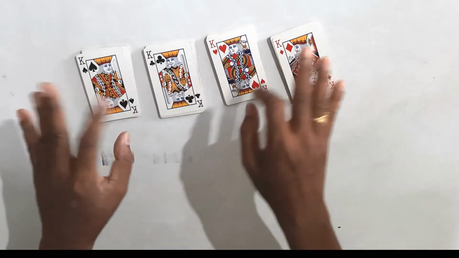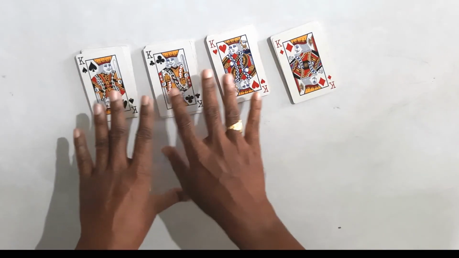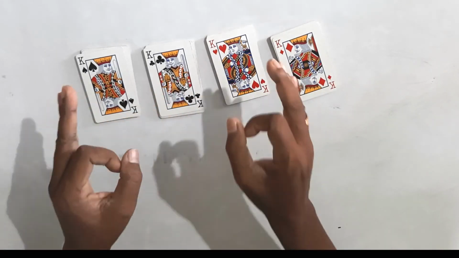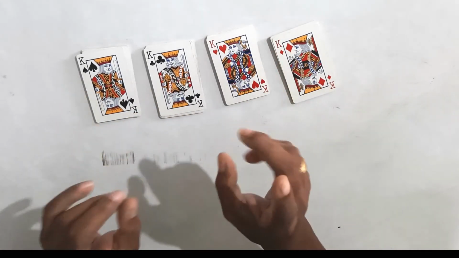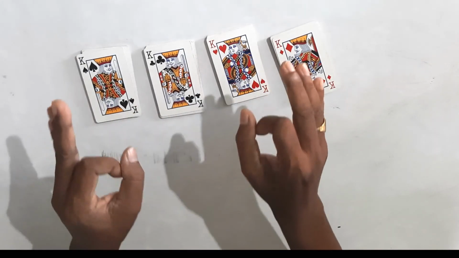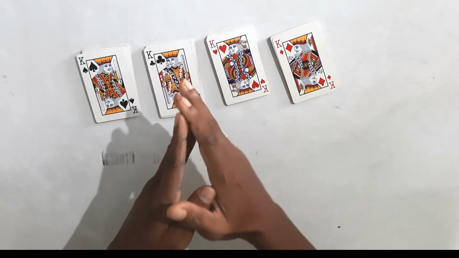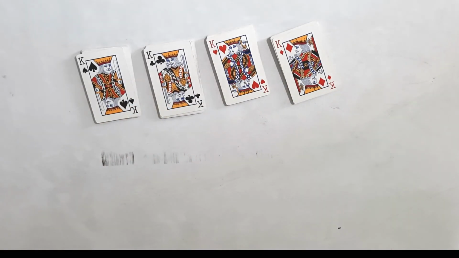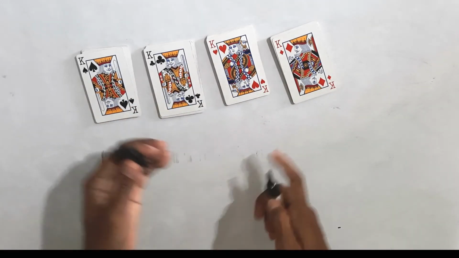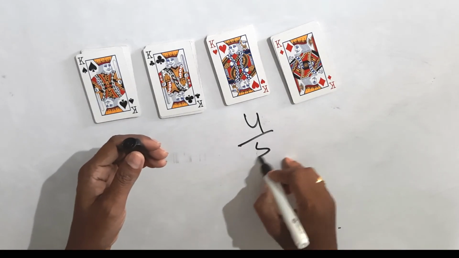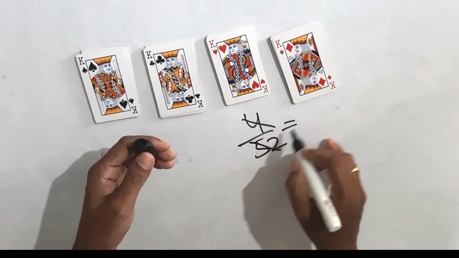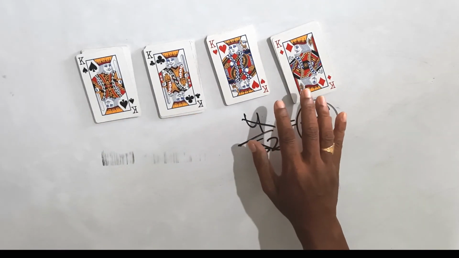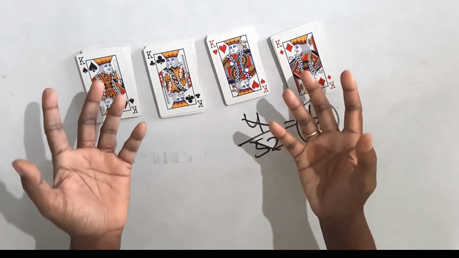Now if the question is like this, then the total number of kings is 4. So the favorable number of outcomes will be 4, and the total number of possible outcomes is 52. So your probability will be how much? Your probability will be 4 by 52. Okay, 4 by 52. So now you will cancel this, you will get 1 by 13. So this is the probability. Similarly, a question may be asked about queen or jack like this.